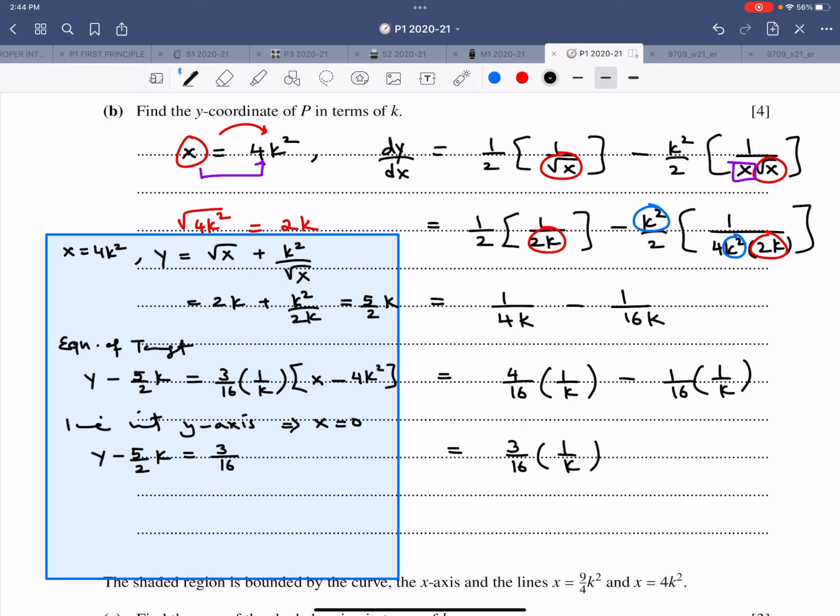This k was at the top. Yeah, this is 3 over 16k. And this is 0 minus 4k square. So now simplify it. I'm leaving it up to you. You'll find the value of y. So this thing is done.